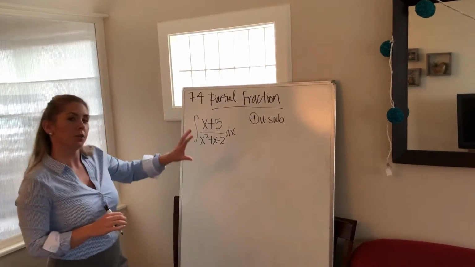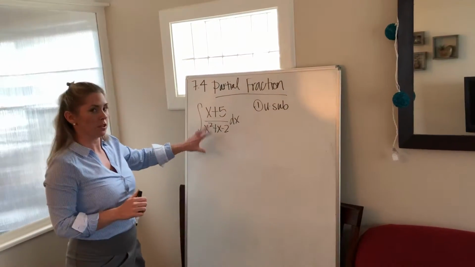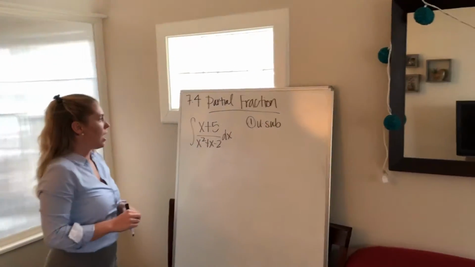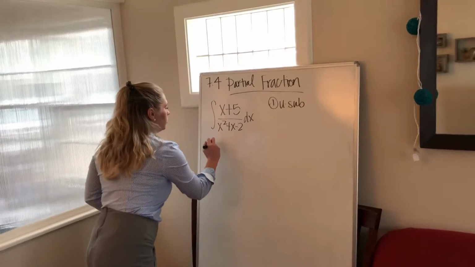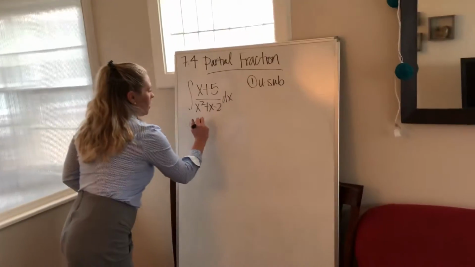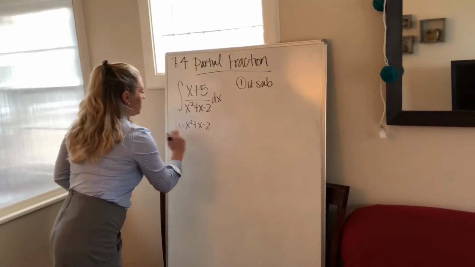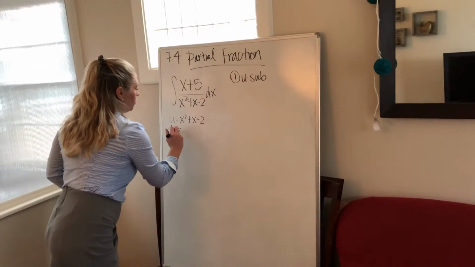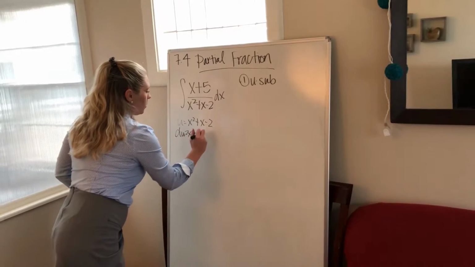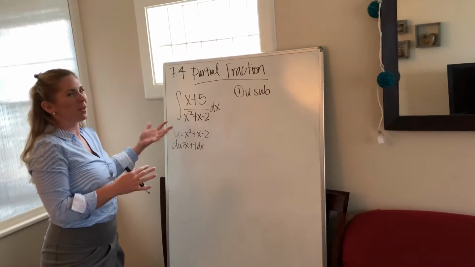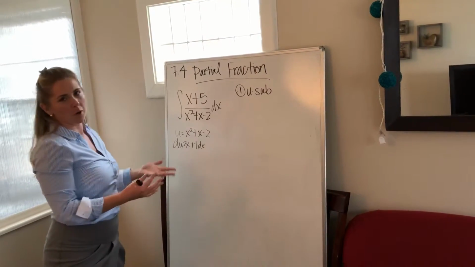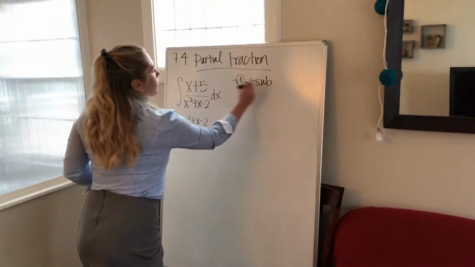If I wanted to use u substitution for this function in order to integrate this, I would probably choose x squared plus x minus 2. And then I would get du to be 2x plus 1 dx. There is no 2x plus 1 in the numerator, so it falls apart. We can't use that one.